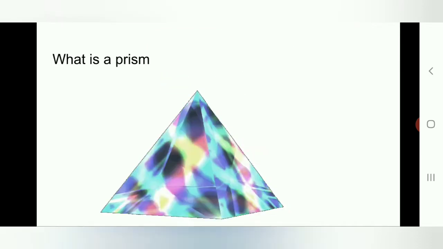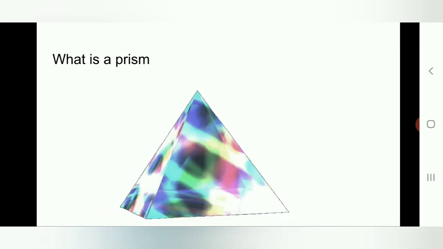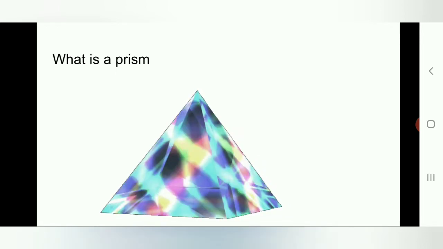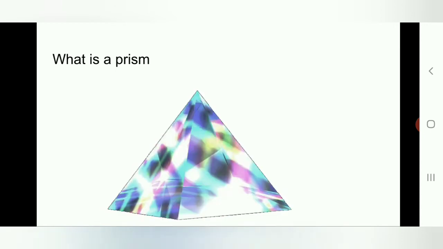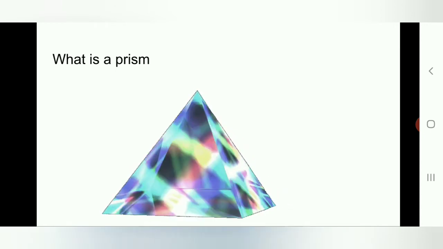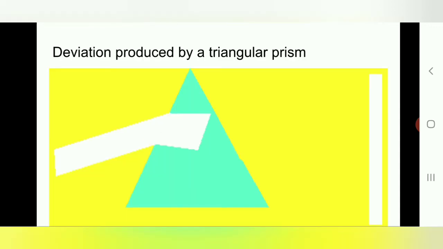Then what is a prism? A prism is a transparent medium bounded by 5 plane surfaces with a triangular cross section. Two opposite parallel surfaces of a prism are identical triangles, while the other 3 surfaces are rectangular and inclined to each other. Then we have a topic, deviation produced by a triangular prism.